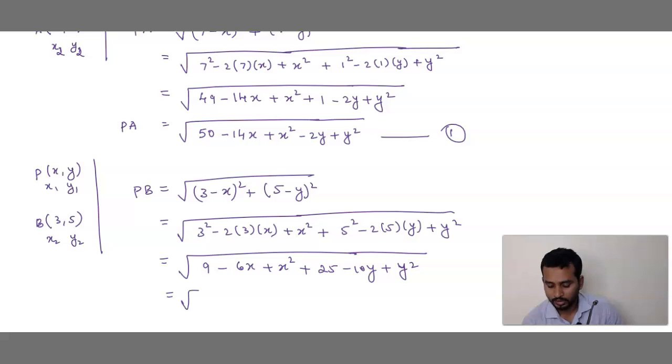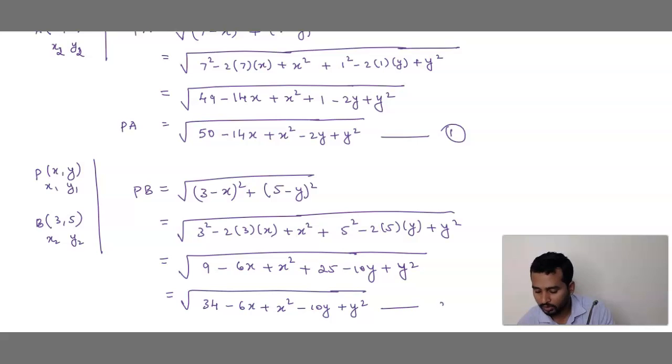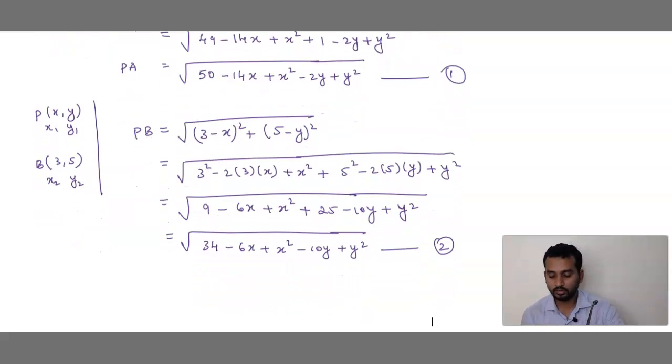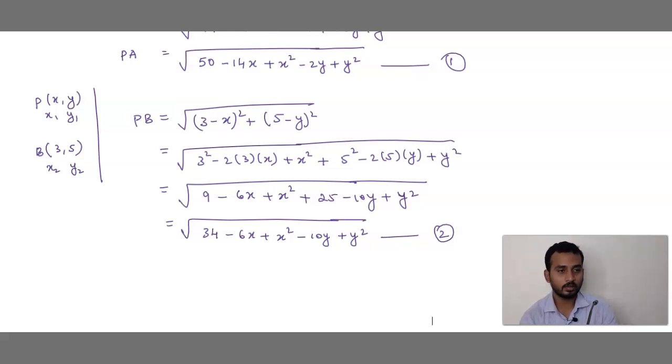Again we add the numbers. 9 plus 25 is 34, minus 6x plus x square minus 10y plus y square. Let me call this equation 2. We know that equation 1 is equal to equation 2, that is nothing but PA is equal to PB. So equation 1 is equal to equation 2.